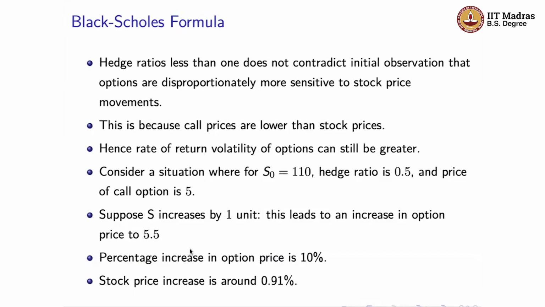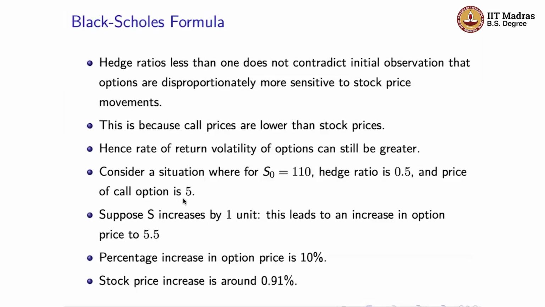Why? Again, remember that when discussing the option bounds, we had figured out that the call prices are actually lower than the stock prices, and hence the rate of return or the volatility of the options can still be greater, right? So let's take a particular example to see what we mean by that. So consider a situation where we have got that S0 is 110, the hedge ratio is 0.5, and the price of the call option is 5.